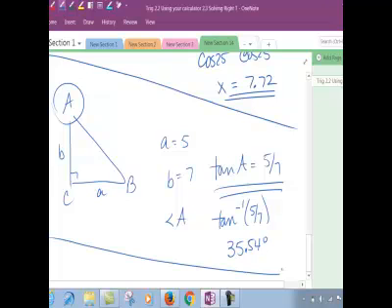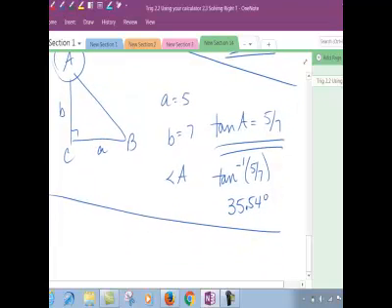All right, so in class we will practice a lot so you're comfortable with your calculator, and we'll also practice solving right triangles.